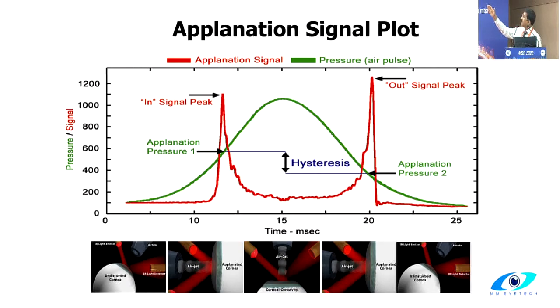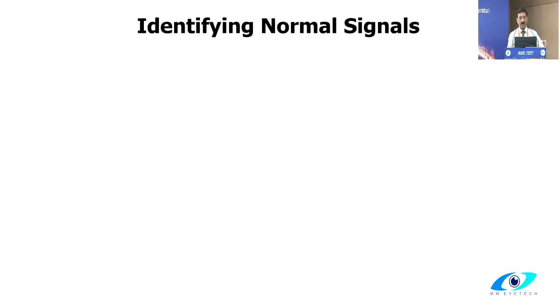And then when there's the out signal, when the applanation again happens, that is called the out signal or applanation pressure 2. And it's always different. And the difference between applanation going in and applanation coming out is what we call the corneal hysteresis. And this is critical to our approach.